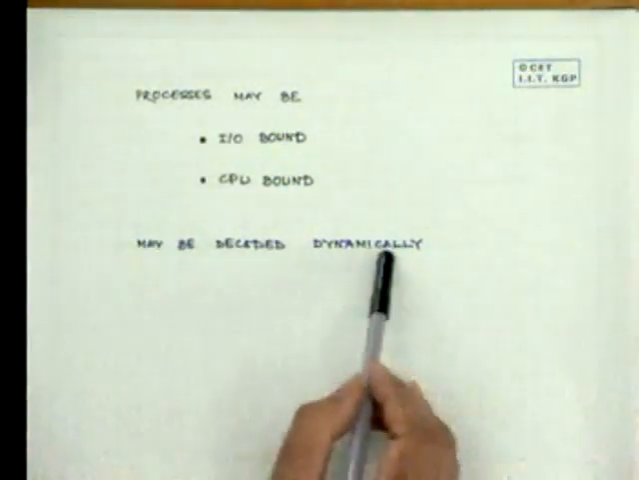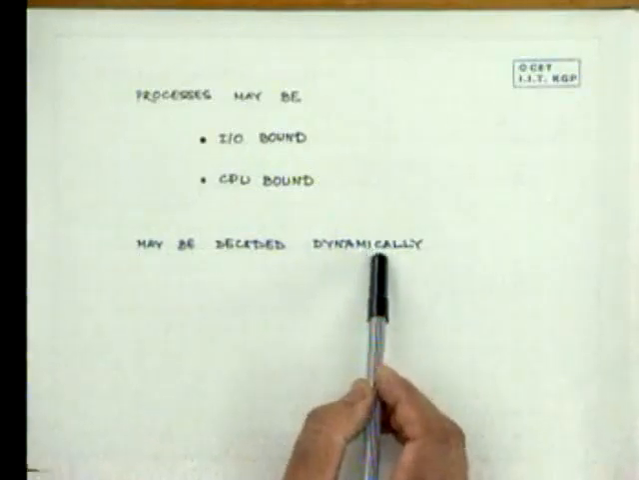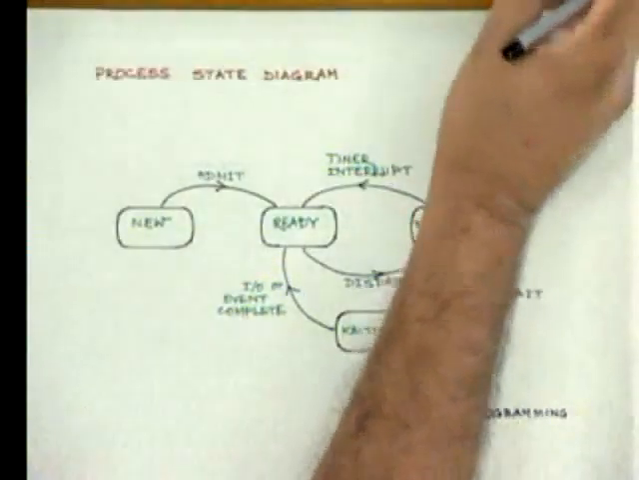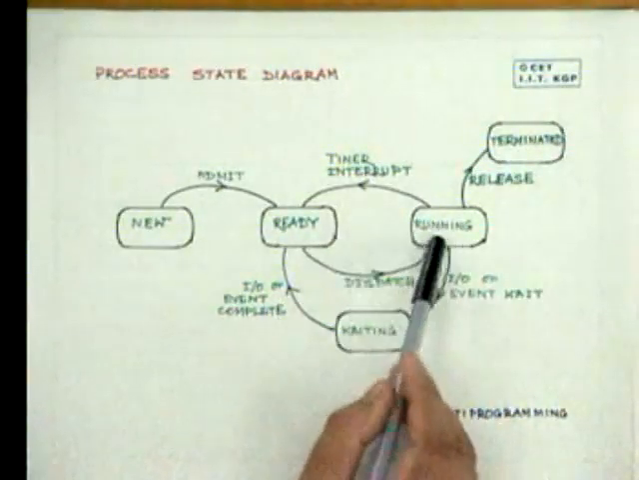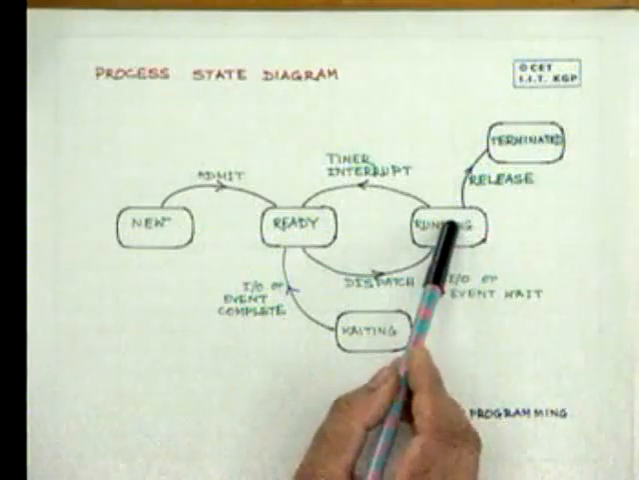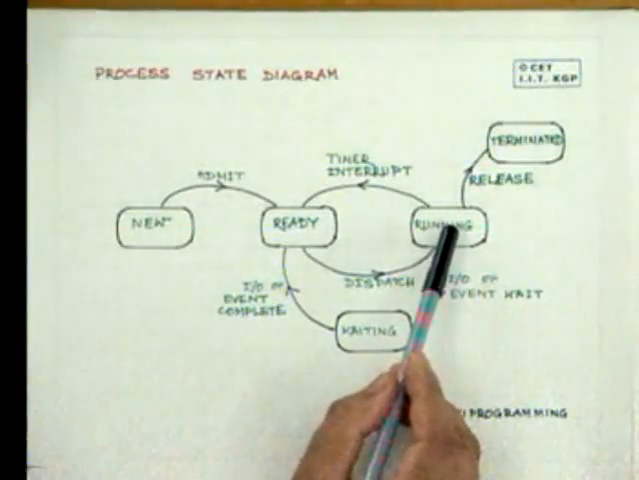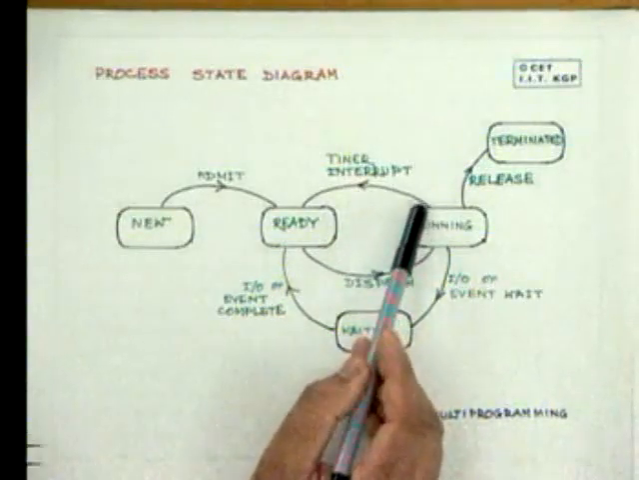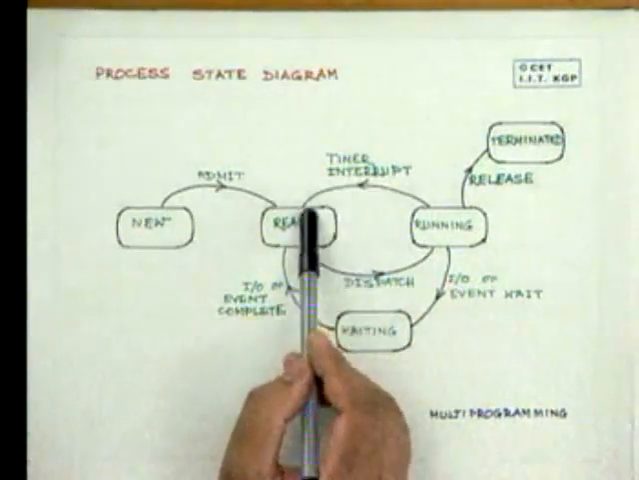This is the reason we sometimes differentiate between an I/O bound job and a CPU bound job. This can also be decided dynamically. For example, a CPU bound job will remain in the CPU for quite some time, and since it's CPU bound, I/O is requested very infrequently.